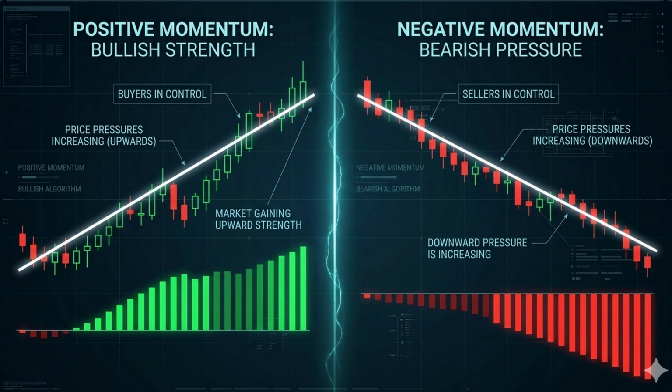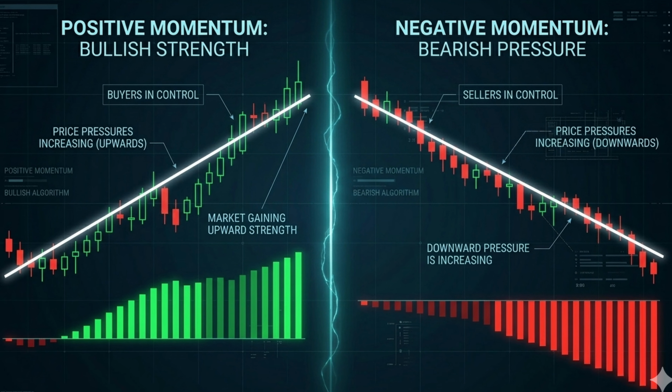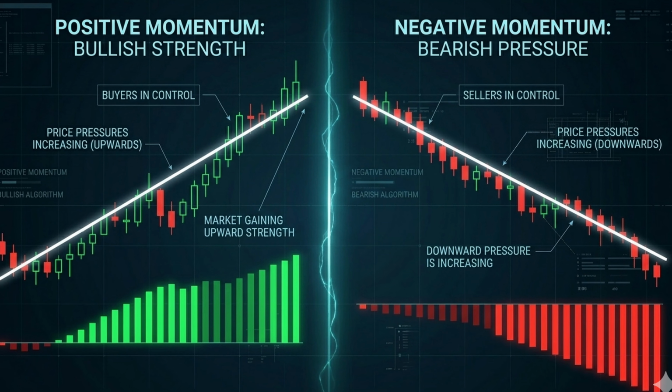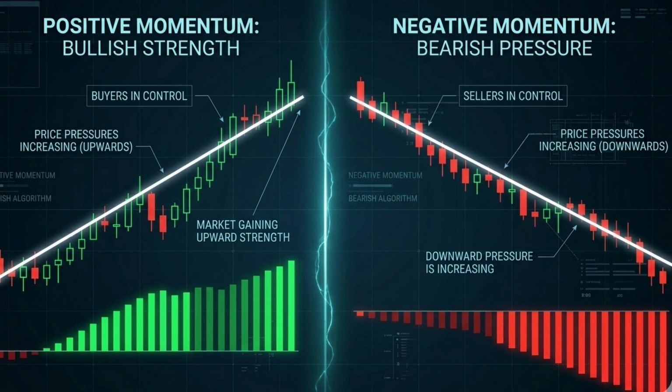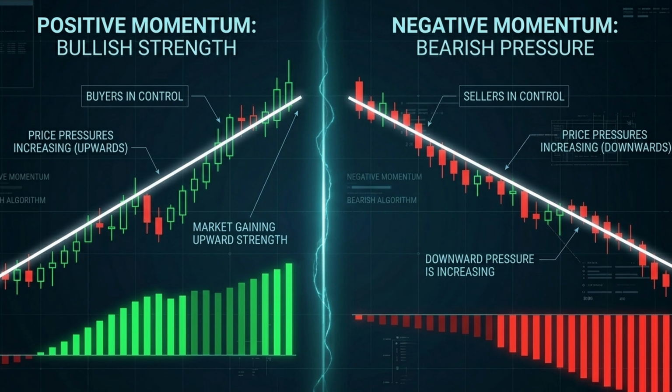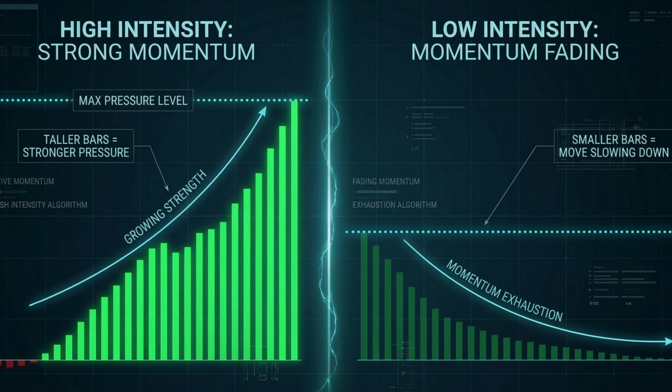If momentum is positive, buyers are pushing price upwards and bullish price pressure increases, which suggests the market is gaining upward strength. If momentum is negative, sellers are pushing the price downward and bearish pressure is building, which suggests downward pressure is increasing. The height of the histogram bars shows how strong that momentum is becoming, where taller bars mean stronger buying or selling pressure, while smaller bars suggest the current move may be slowing down.